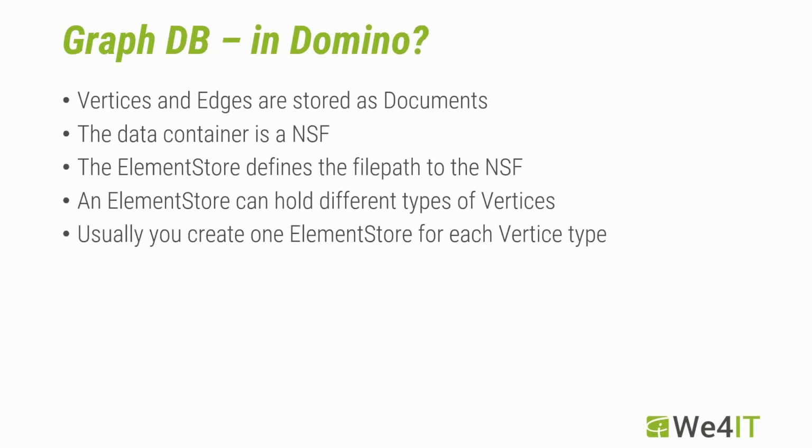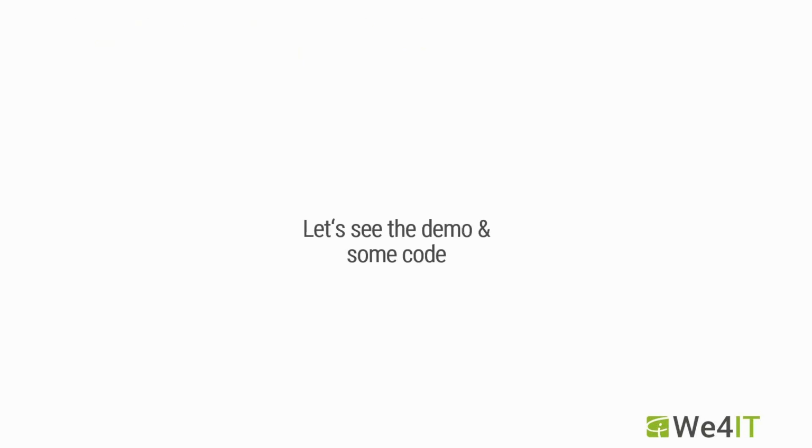So, now the GraphDB idea comes to Domino, which is a nice thing. We are talking about Domino documents, nodes documents when talking about vertices and edges. The data container is an NSF. The element store object defines the file path to that NSF, as simple as that. An element store can hold different types of vertices, but usually you will create an element store for each of that vertex type. For example, a person or a car or music or whatever, as it was in the example image. Okay, this was also very fast.